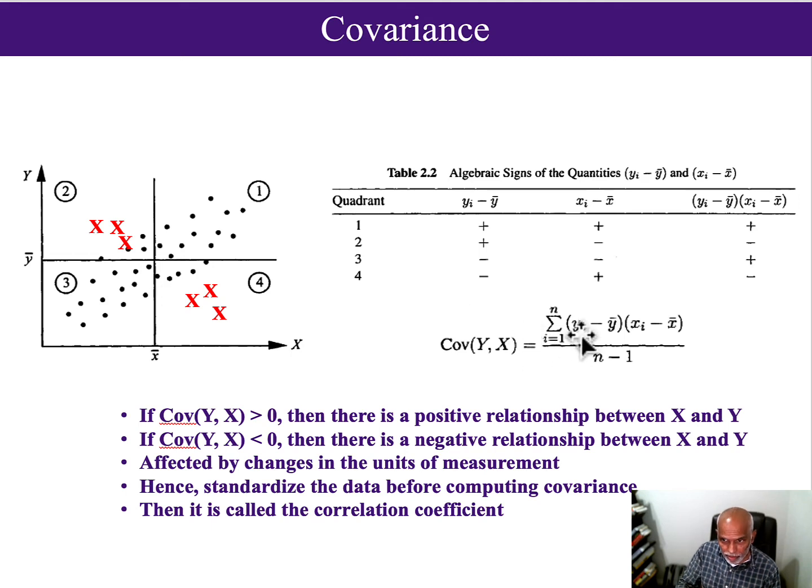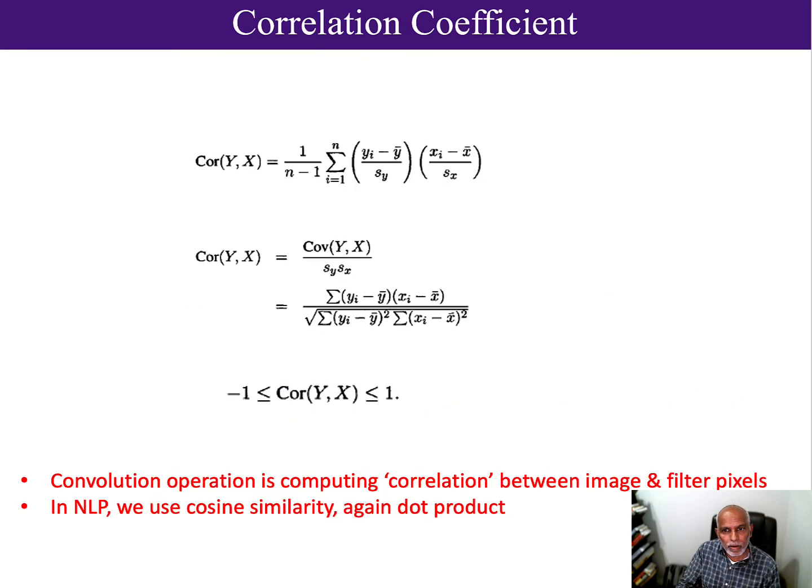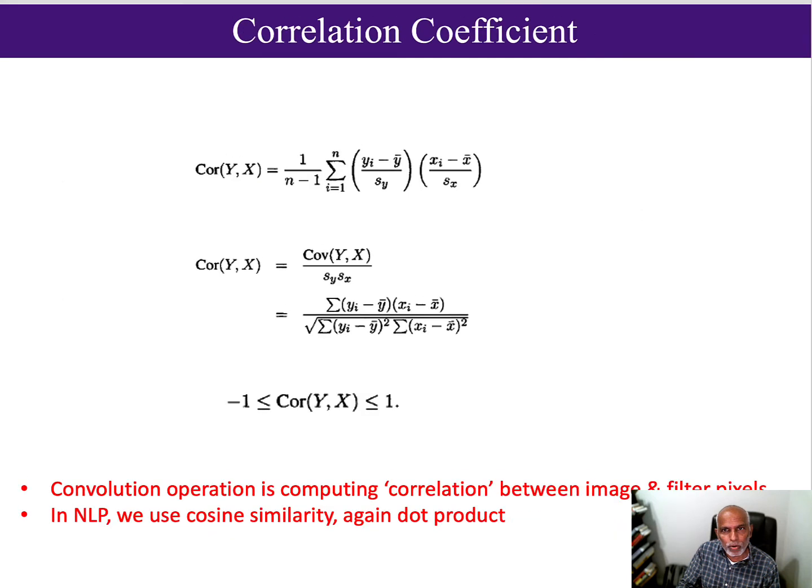Covariance is affected by changes in the units of measurement. So in order to find a correlation, you standardize the data before computing the covariance. Then it's called the correlation coefficient. So that's the relationship between covariance and correlation, a quick review. This is the correlation formula. It is between -1 and +1.